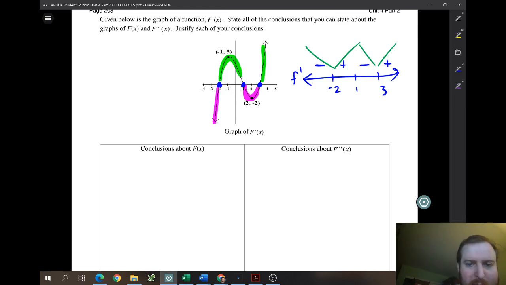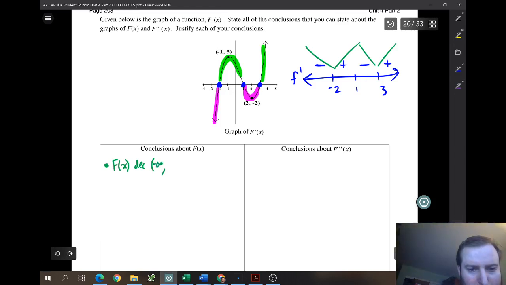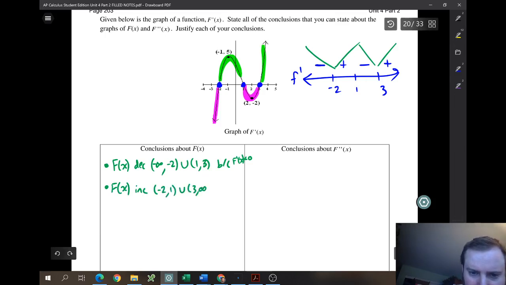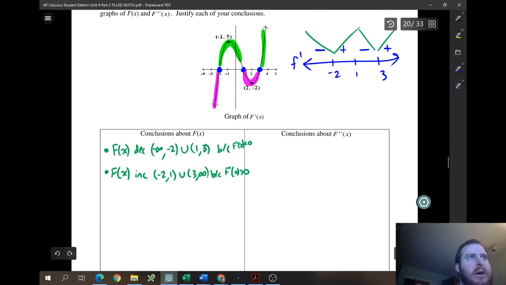Conclusions we can make about F pretty instantly: F of x is decreasing for negative infinity to negative 2, union 1 to 3, because F prime of x is less than 0. We would normally add the 4 of those intervals, but this is going to get too long. Similarly, F of x increases for negative 2 to 1, union 3 to infinity, because F prime of x was greater than 0. So we have those two things.